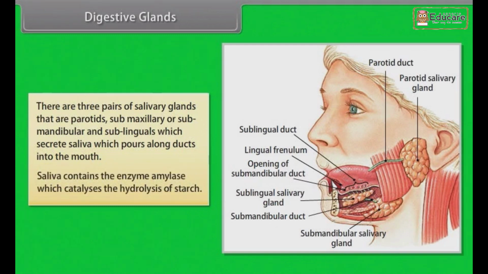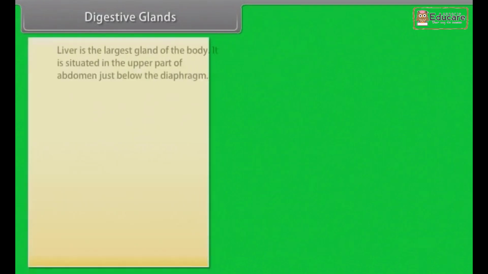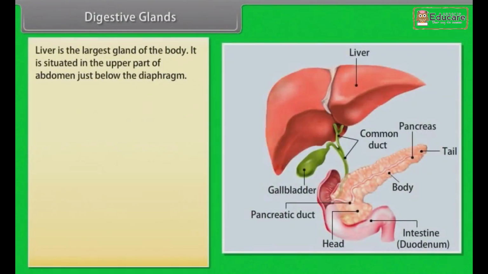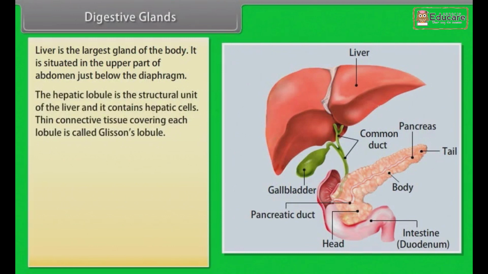Saliva contains the enzyme amylase, which catalyzes the hydrolysis of starch. Liver is the largest gland of the body. It is situated in the upper part of the abdomen just below the diaphragm. The hepatic lobule is the structural unit of the liver and it contains hepatic cells. Thin connective tissue covering each lobule is called Glisson's capsule.